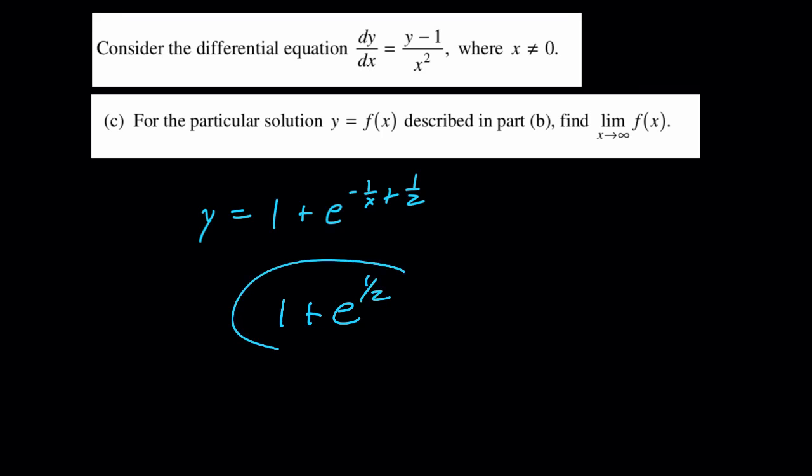Now, what we want to do in this one, it says, for the particular solution, y equals f of x, described in part B, find the limit as x approaches infinity of that. All right, so what we had was y equals 1 plus e raised to the negative 1 over x plus a half. Now, if we think of x approaching infinity, this fraction is going to therefore approach 0. Well, if that fraction approaches 0, what's left is our limit. So our limit is 1 plus e raised to the 1/2 power.